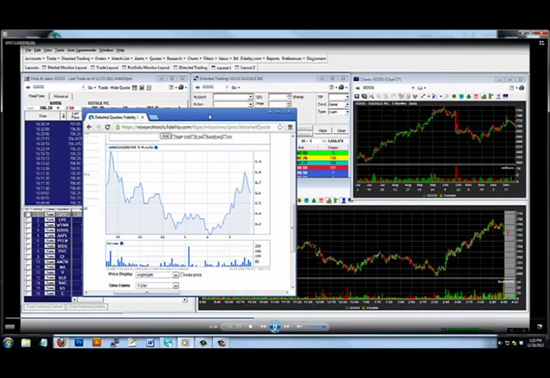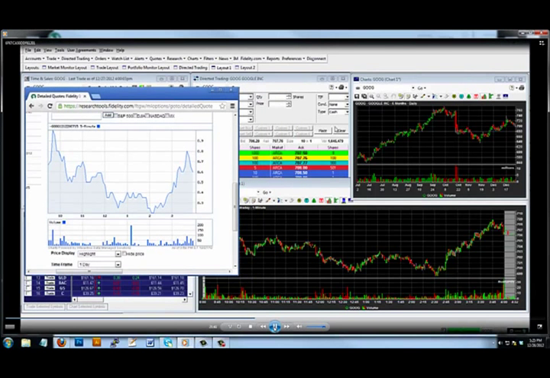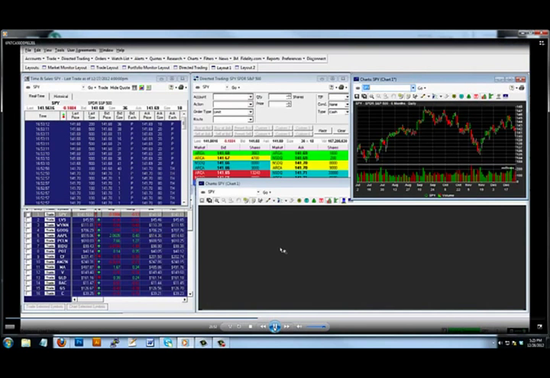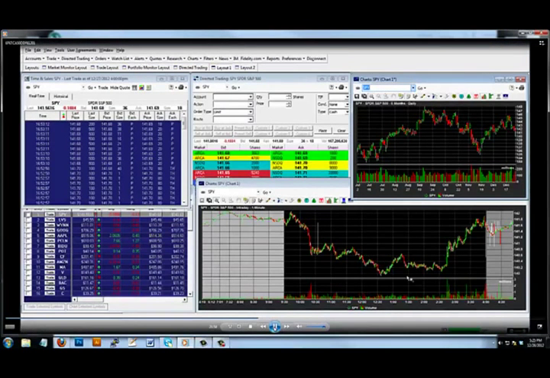Basically, what you're doing when you are writing options for time decay, you want an environment that is basically churning. You don't want these stocks to do absolutely anything. You want them to sit in a tight range, and most of all, you want your market to do nothing as well. You don't want to see 100 points down, 100 points up like this.